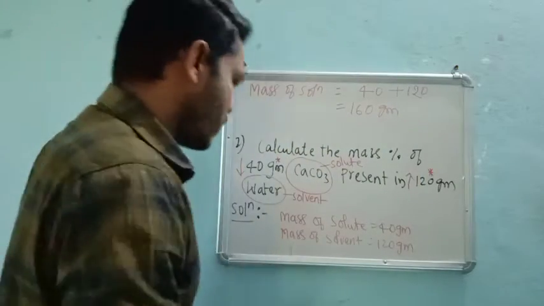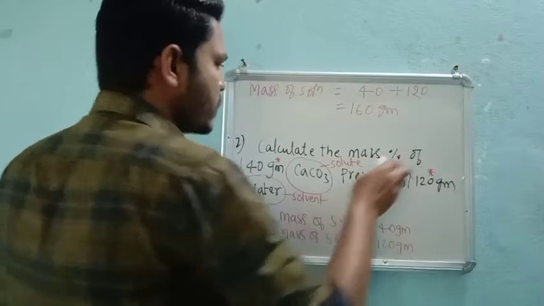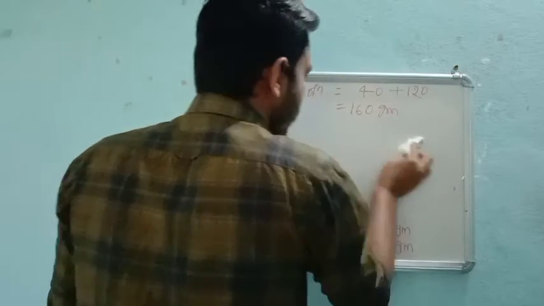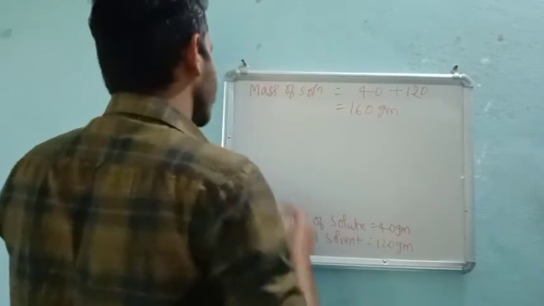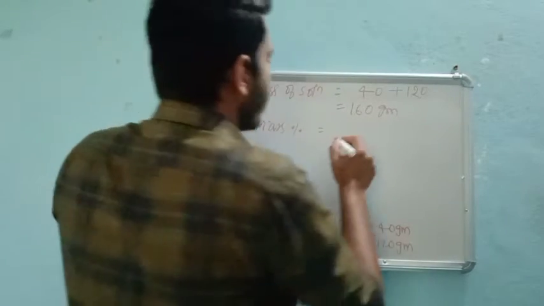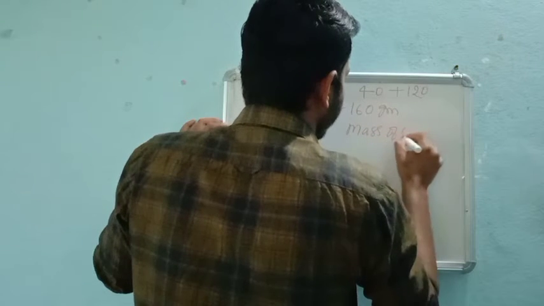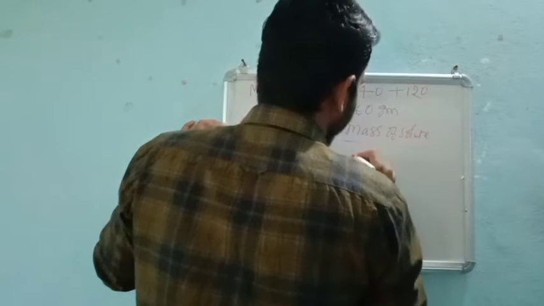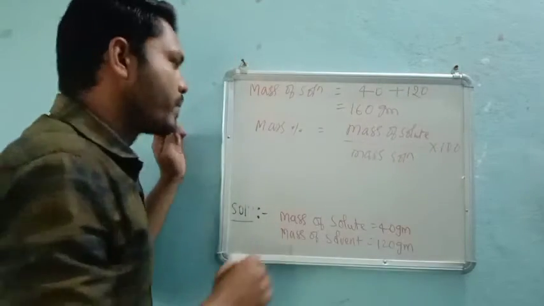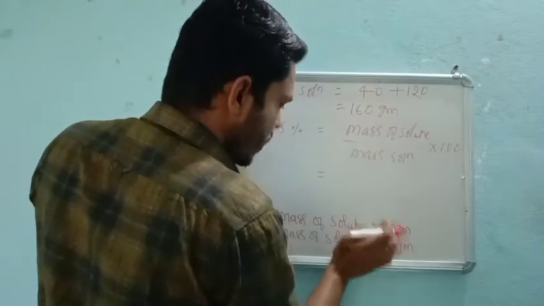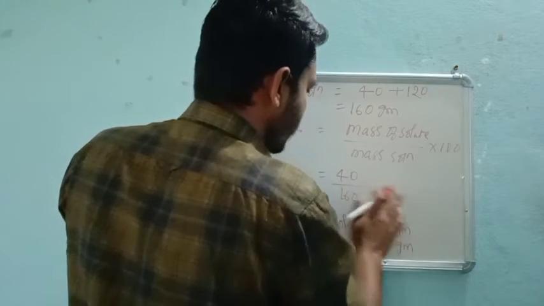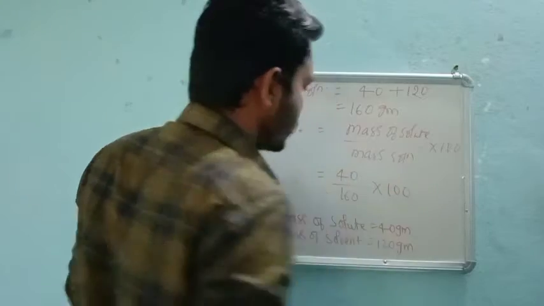Now you just substitute the values of solute and solvent in our basic formula: mass percent is equal to mass of solute divided by mass of solution into 100. What is the mass of solute? Already we know 40. What is the mass of solution? Total solution 160 into 100. Can you solve this?